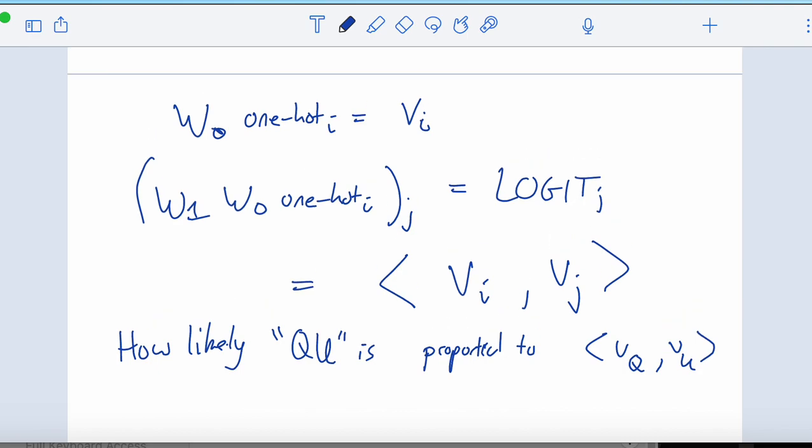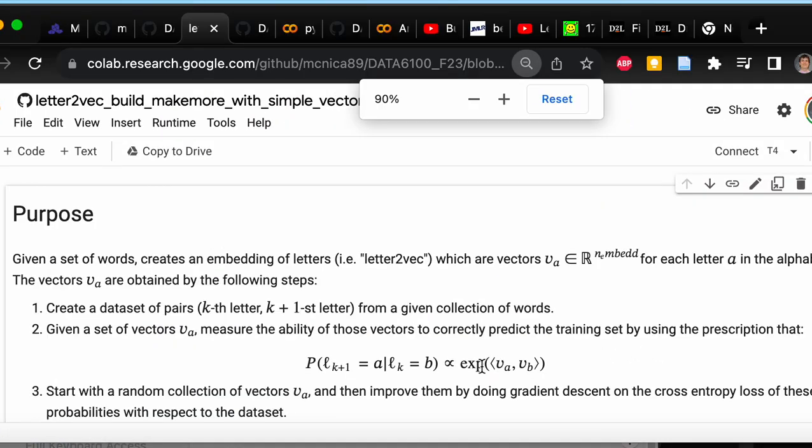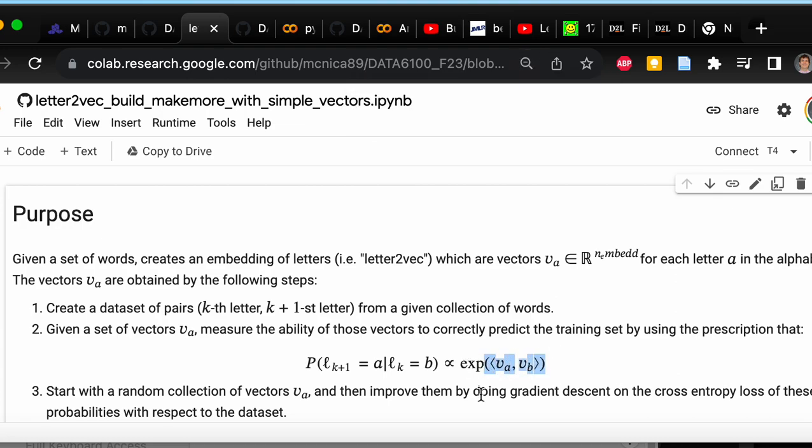What I did before, I wrote in terms of matrices, but I've described it in this document in terms of vectors. We have these vectors, VA and VB, and the probability that the next letter is the letter A, given the previous letter is the letter B, is proportional to the exponential of this. Why is it the exponential? Because that's the softmax. The logit is just the inner product, and to go from the logit to the probabilities, you take the exponential. Okay, and we're going to do it like we always do. We're going to start with a random collection of vectors, and then improve with gradient descent, and see how well we do.